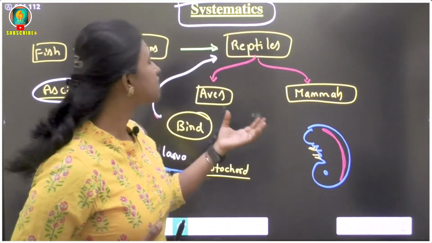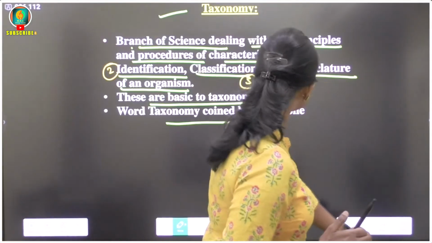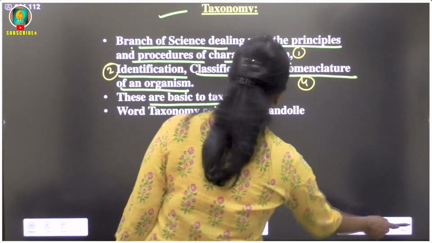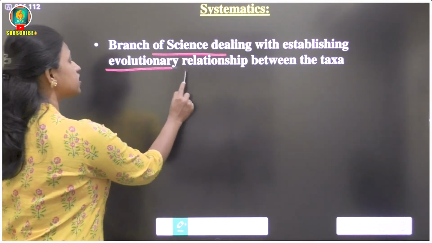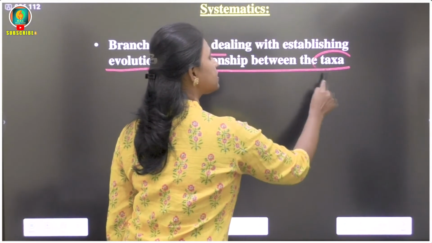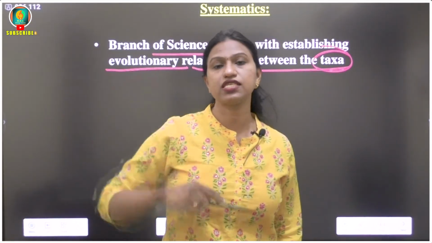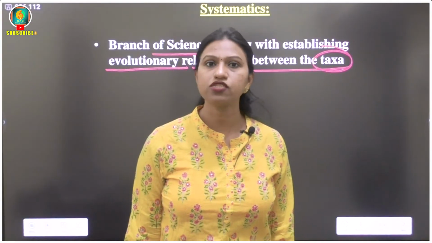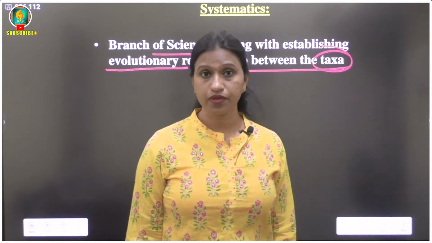So that branch itself, we call it systematics. That's it. Okay. So what definition can I give? The branch of science dealing with establishing evolutionary relationships between the taxa, between the categories we are seeing the evolutionary relationship. Understood? So these are the main two terms you need to remember.